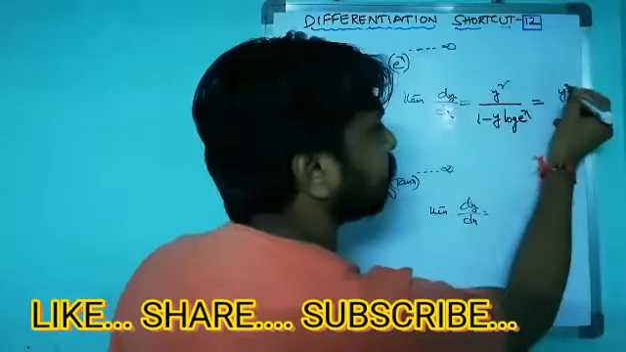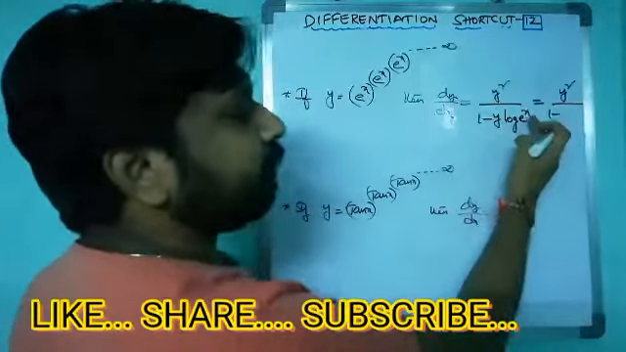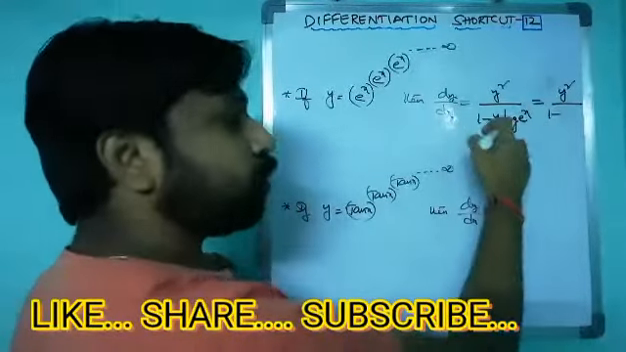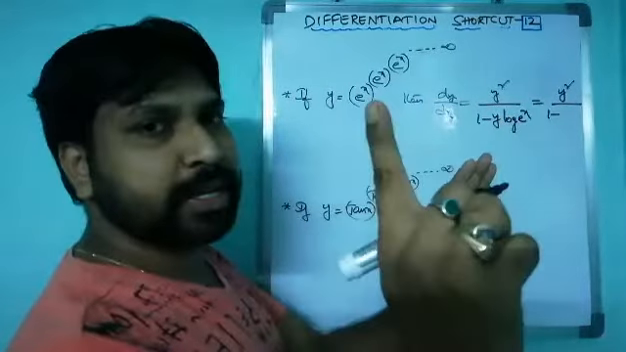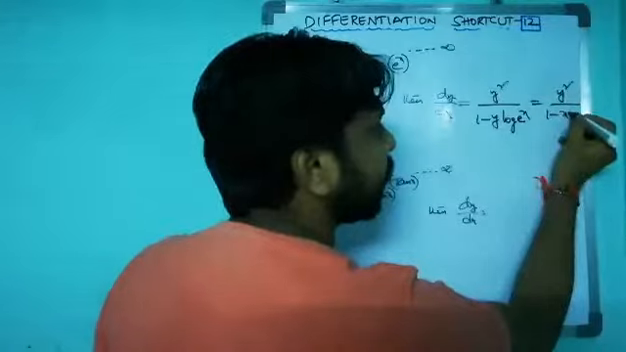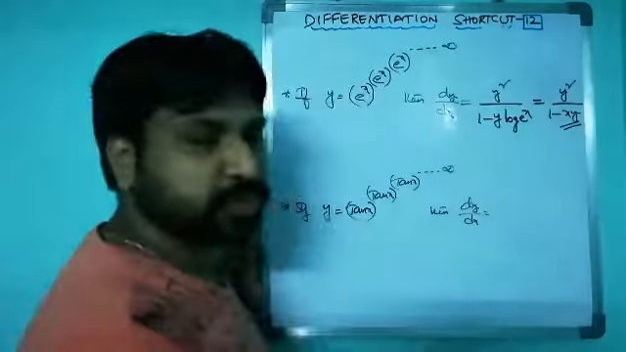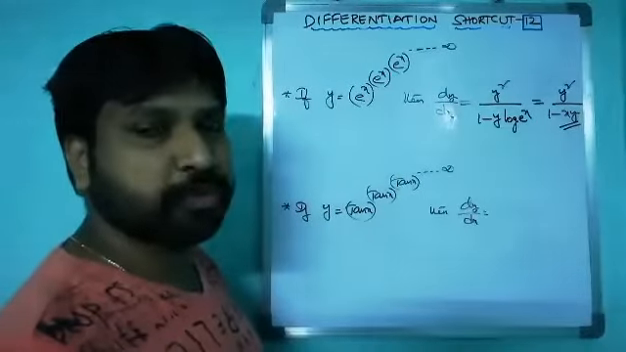And write down one more step, friends. y square by 1 minus y into log e power x. Log e power x can be written as x log e. Log e is equals to 1, friends. Here this part remains x. So x into y becomes xy. That's all your answer, friends. Very, very simple, friends. Hardly 2 to 3 seconds is enough to solve this kind of problems, friends.